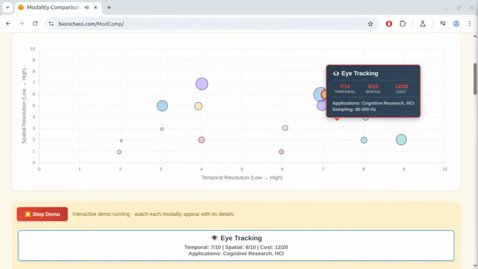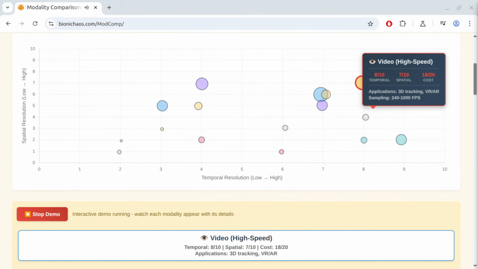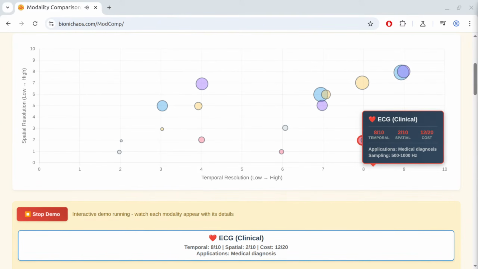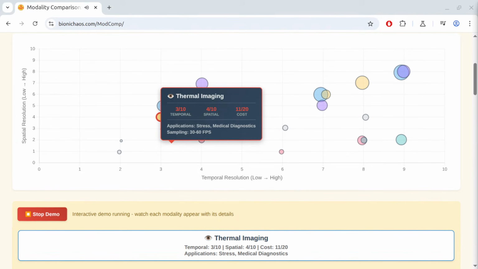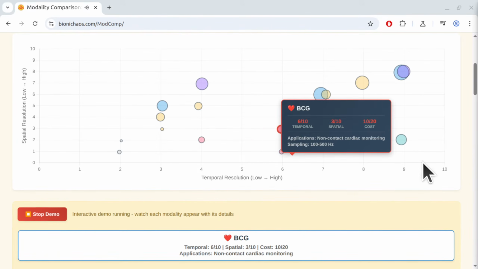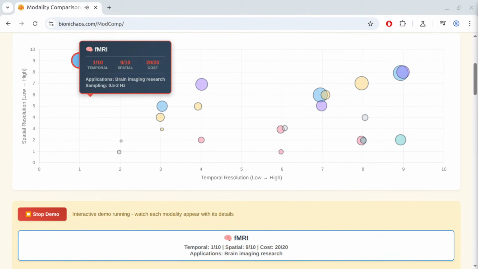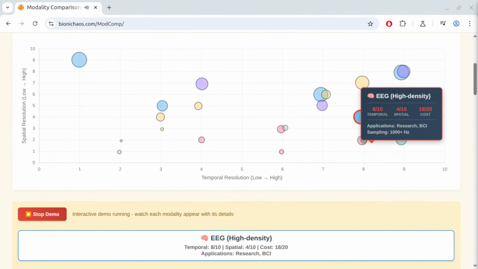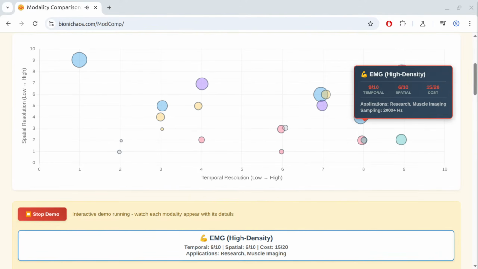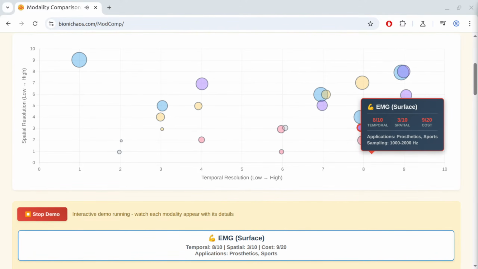Exactly. So our mission today is to unpack a stack of sources that compare these amazing technologies. We'll be looking at three key things. How fast they capture data, that's temporal resolution. Okay, speed. How detailed their view is, spatial resolution. Got it. Detail. And maybe the most telling part, how much they'll lighten your wallet. The cost. Yes, the cost.